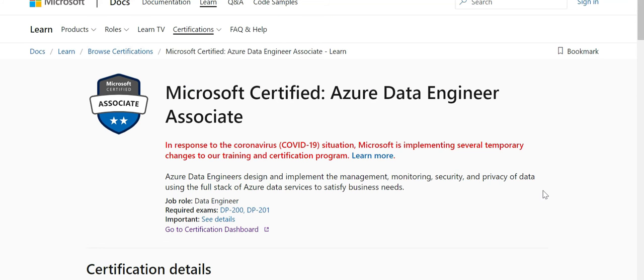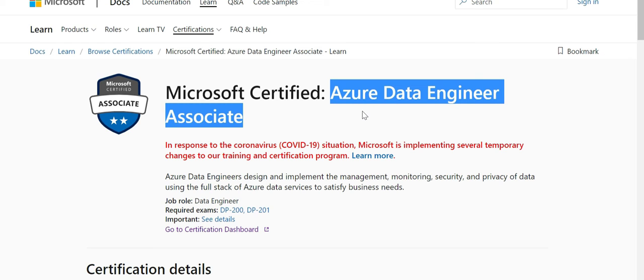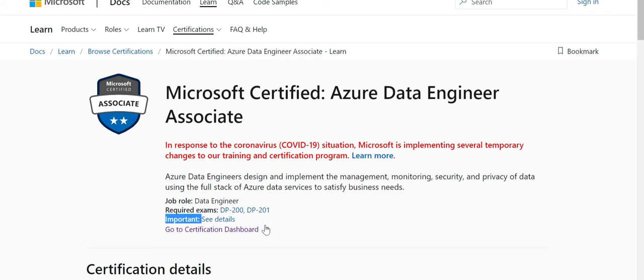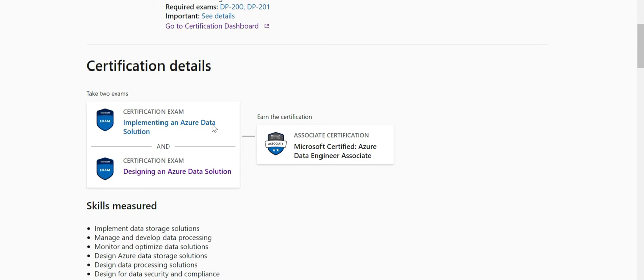So if you have to get the Azure Data Engineer Associate certificate, you will have to clear both DP200 and DP201. These both exams you have to clear. So what is the difference? One takes care of your Azure data solution. The second takes care of designing an Azure data solution. Together, using these two, you achieve your associate certification in Azure Data Engineer Associate.